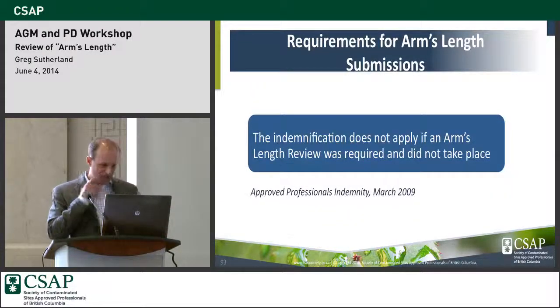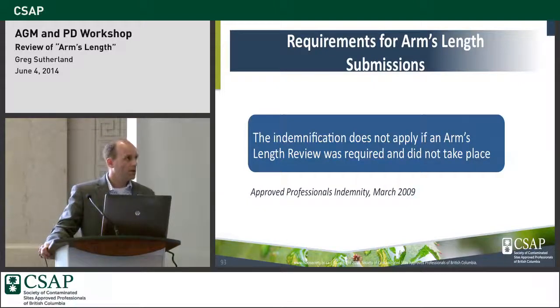The other document that this affects is the indemnity, which most APs have signed. This is an agreement between the Ministry of Environment and the APs that have signed it, and the indemnity does not apply if an arm's length review was required and did not take place.